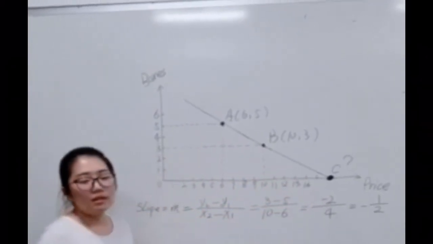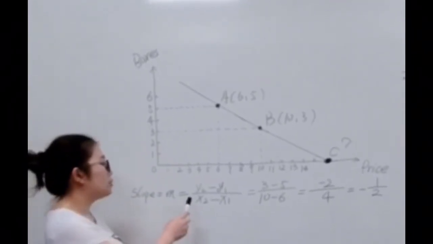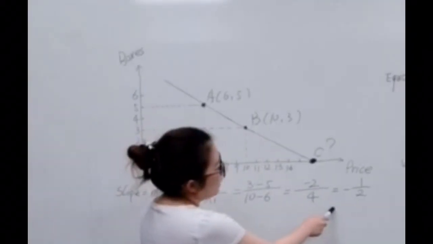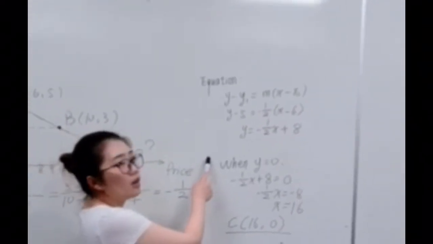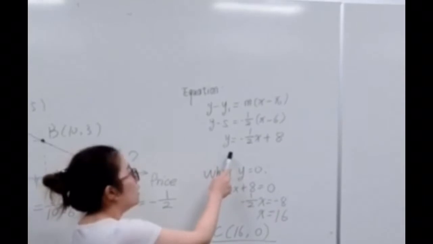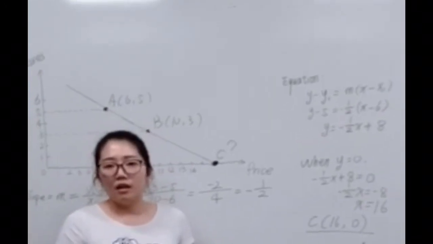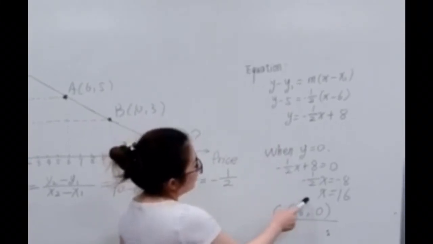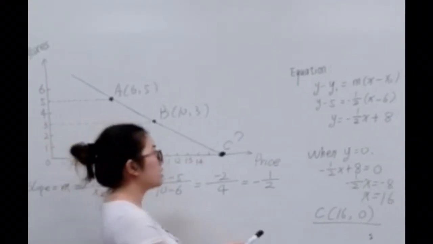Point C is unknown. Since we already have 2 points, we can find the slope m, which is y2 minus y1 divided by x2 minus x1, and m will be negative a half. After that, we put all the values we know into the equation, and we can find that y equals negative a half x plus 8. Finally, when y is 0, we put it into this equation and get x is 16.